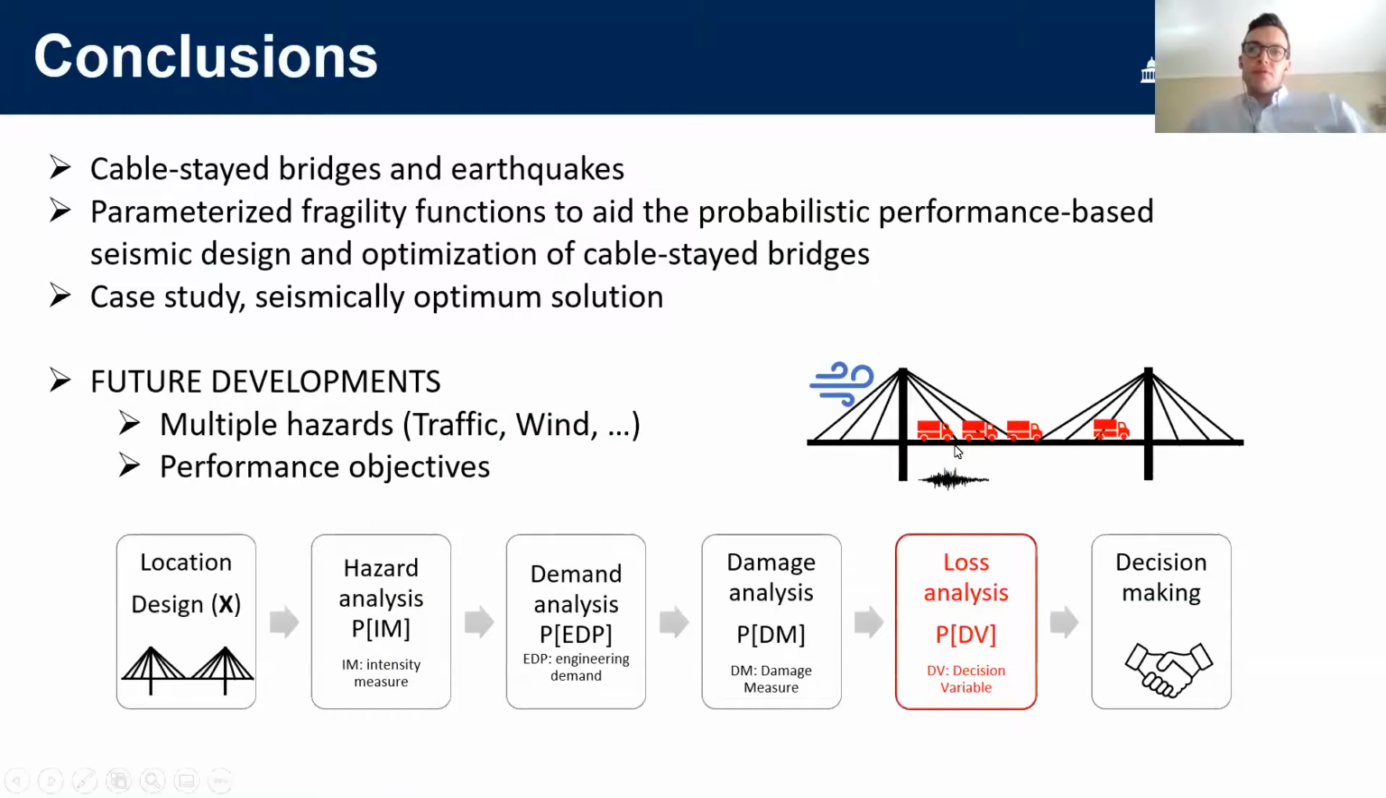Yeah, so about traffic loadings, the easiest way to do that would be just to apply a uniform load on all the spans, but that will not provide the peak responses in all the components. So I'm planning to either randomly sample the distribution of traffic loads on the different spans.